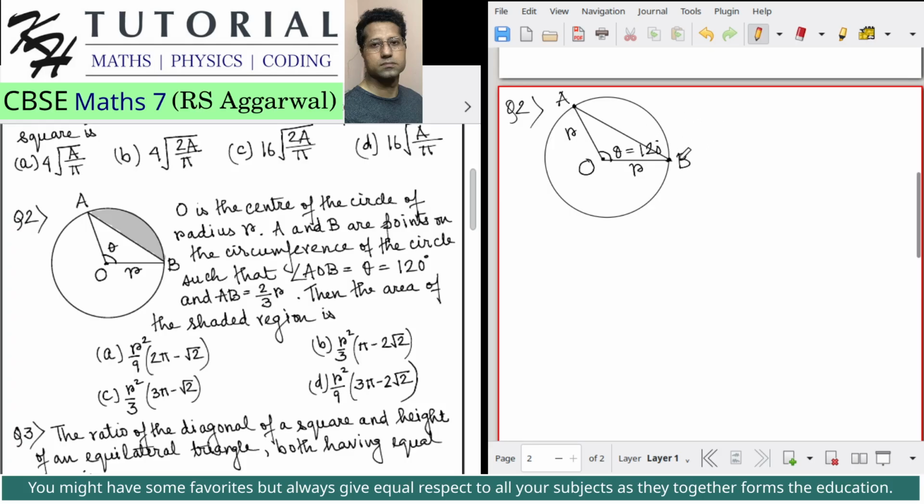Let's name the shaded region R. So we have to find the area of the region R. Now, how can we find the area of the shaded region?